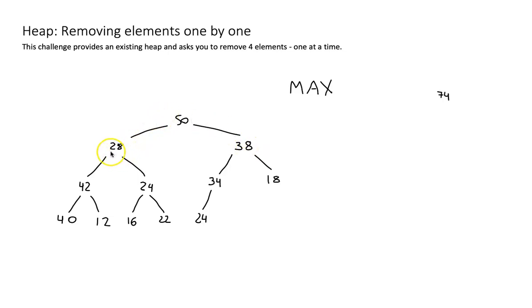However, am I done sinking? So I have to check, is 28 greater or equal than 42 and 24? That is not the case. So we have to continue sinking, in this case, again to the left side, because 42 is greater than 28. So 28 is going to sink, 42 comes up.